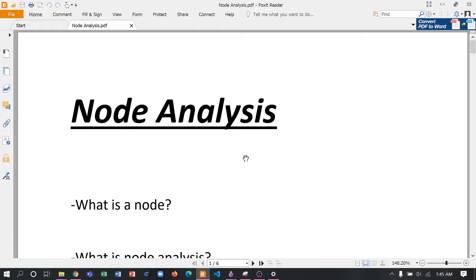So let's get back to our topic. So, what is node analysis? Node analysis is a really important topic for electrical and electronics engineering, and it is also used for many circuit analysis. For the circuit analysis method, node analysis is very efficient in some cases. So, before we get started, we have to know what a node is.